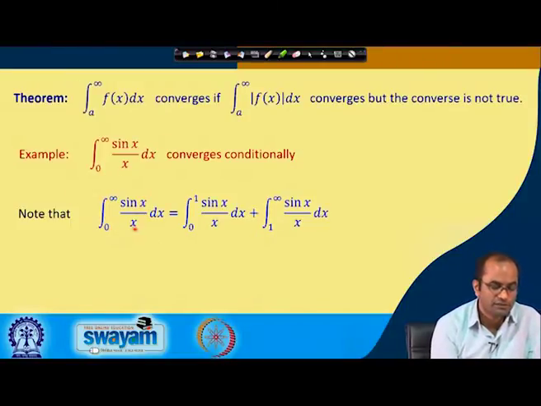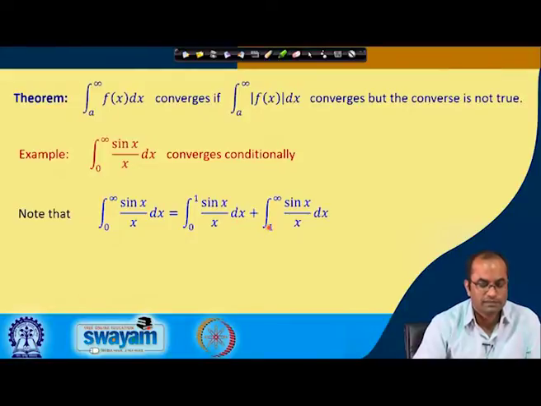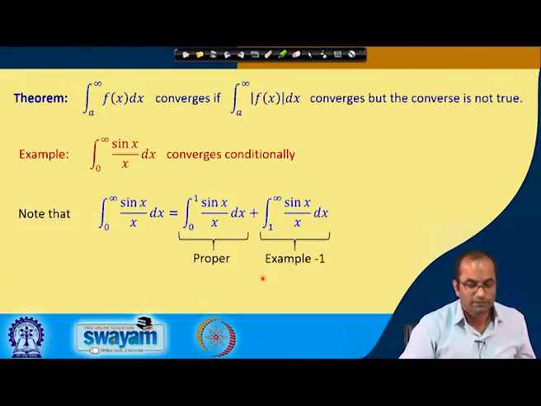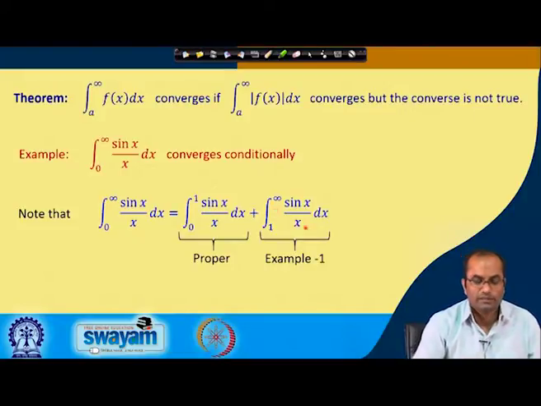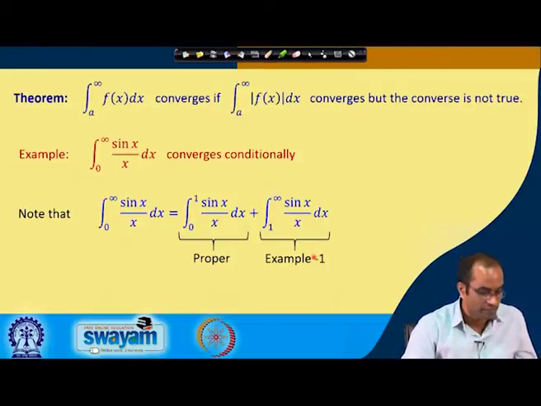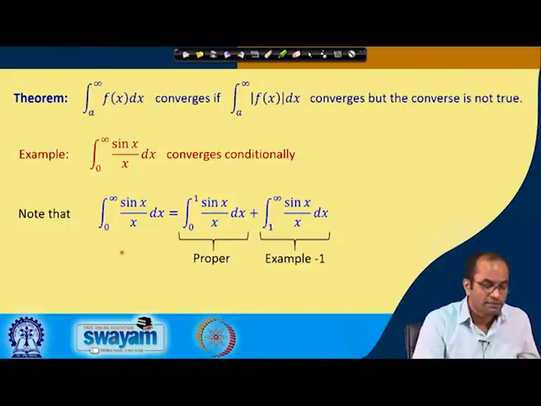The integral from 0 to infinity of sin x over x dx we have written as the sum of two integrals: 0 to 1 of sin x over x dx and 1 to infinity of sin x over x dx. Note that the first integral is a proper integral, so naturally it converges. For the second one, we have this infinity, which we have to discuss. Here we have seen in example 1 that for x power p with p greater than 1, that integral converges. So naturally this integral also converges; we have seen sin x over x already in example 1.